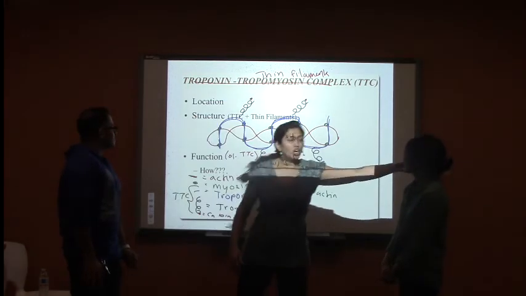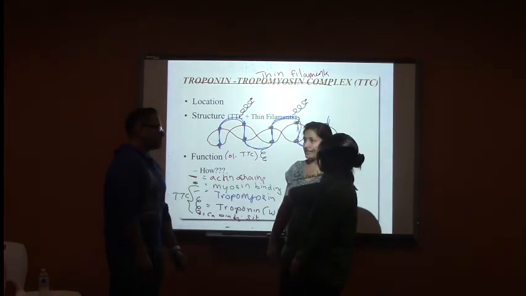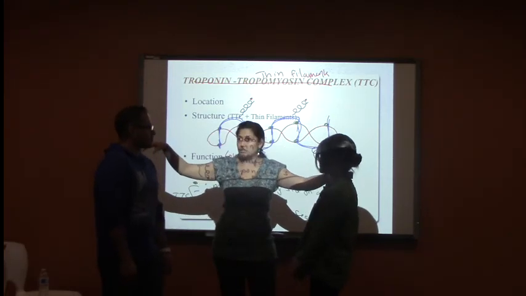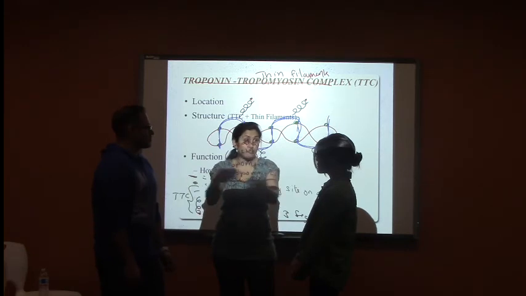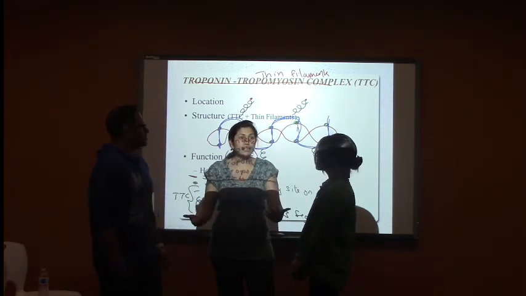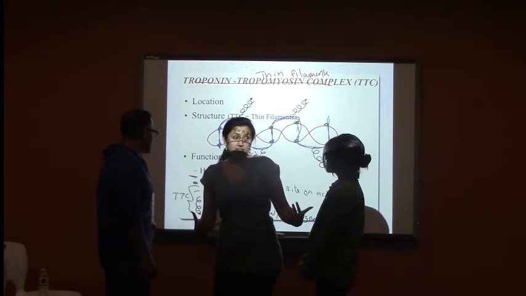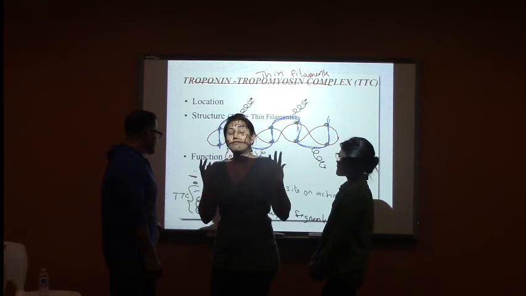So let's call her actin. Let's call him myosin. Okay, so actin and then myosin. When the thick and thin filaments interact, that's contraction. So when they interact, there's dance, right? Now I come in and I block it. Can they dance? No. So who am I? Tropomyosin. TTC. What part of TTC?